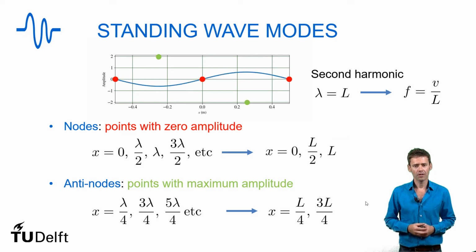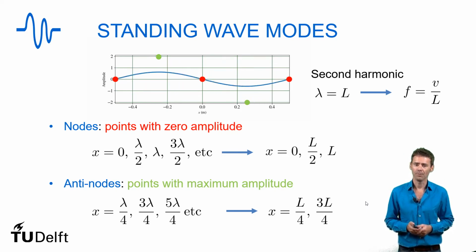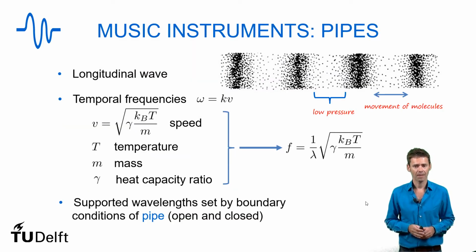All right, so that's all for the theory of the standing wave. But now let's look at a few applications. Well, there are many, but let's look at the most interesting one. These are music instruments. And we consider first what we call pipes. There are many different kinds of pipes, like flutes and trombones. We'll look at them later.